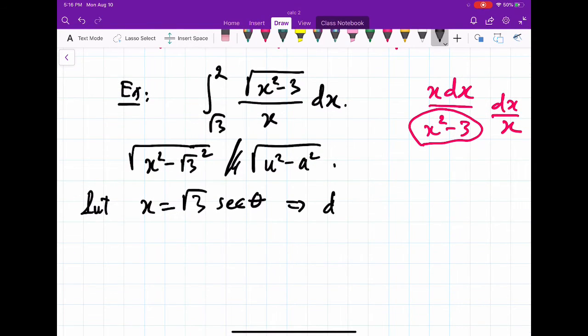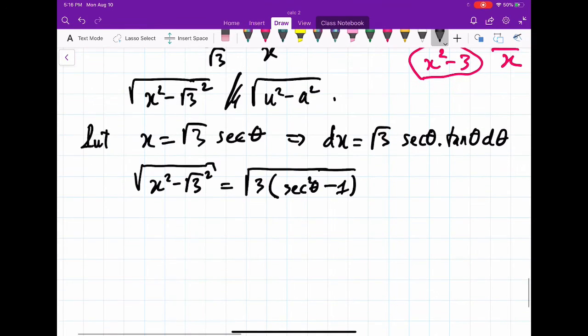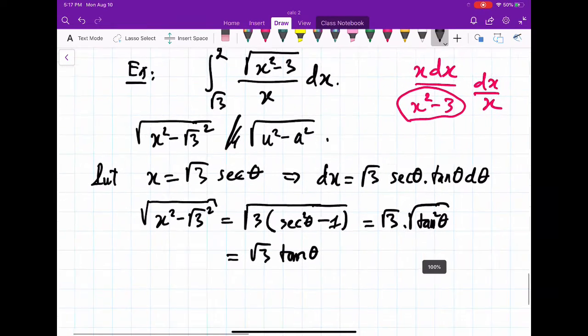From here I have dx equal to square root 3 secant theta tangent theta d theta, and x squared minus square root 3 squared is what? I can write here 3. Let's factor that out right away. Secant square theta minus 1. We never did this, but I think we showed that before. This is just square root 3 times square root of tangent square of theta, because secant square minus 1 is tangent square. So that is square root 3 tangent of theta. All right. Now I think we are ready.